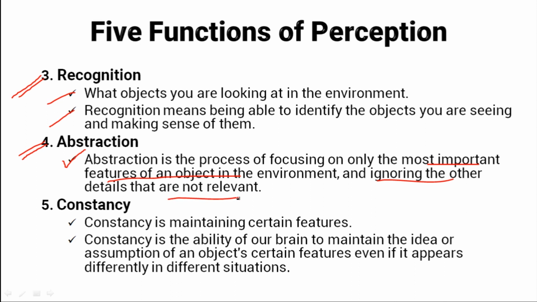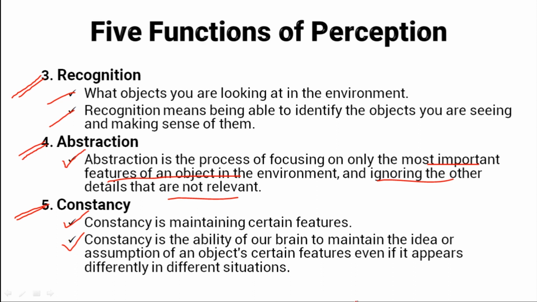So the last one of the assumptions is called constancy. So what is constancy? Constancy is maintaining certain features. Let me explain constancy in simpler terms. Constancy is the ability of our brain to maintain the same perception of an object even when it appears differently. For example, if you look at a door from different angles or distances, the image of the door that falls on your eye changes, but your brain still perceives it as a door.